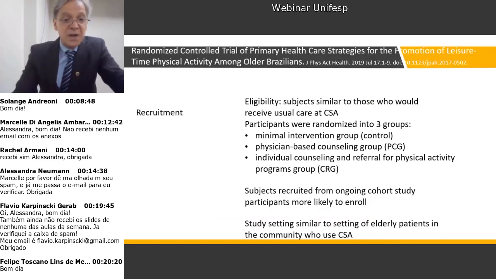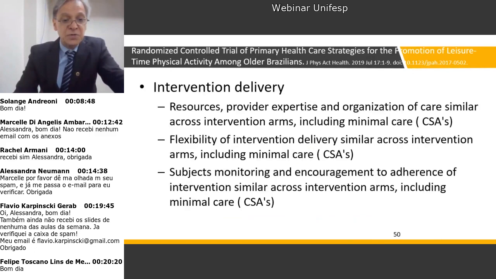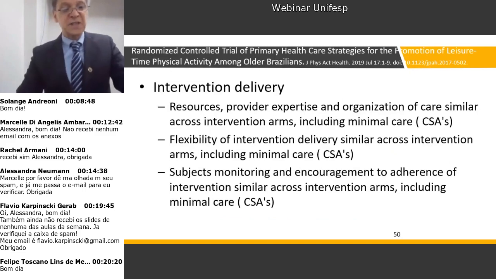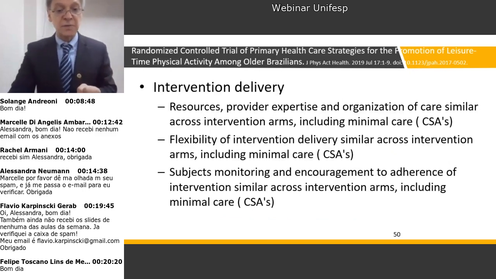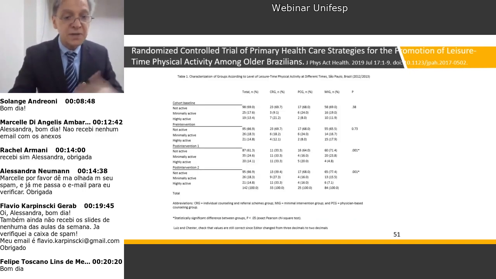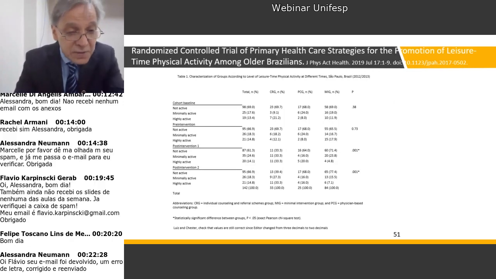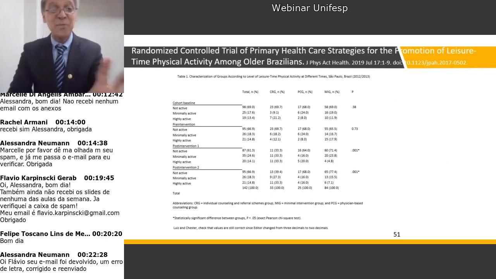So in here, I basically go through each of the issues, but I already described them to you a little bit. I'm just going through quickly, to see if something really caught my attention that I need to tell you. Intervention delivery. Read this carefully. This is a randomized controlled trial from Brazil that I mentioned to you. You can see my notes on the bottom actually: Luiz and Chester, check that value is still correct since the editor changed from 3 decimals to 2 decimals. So this is even before being published.